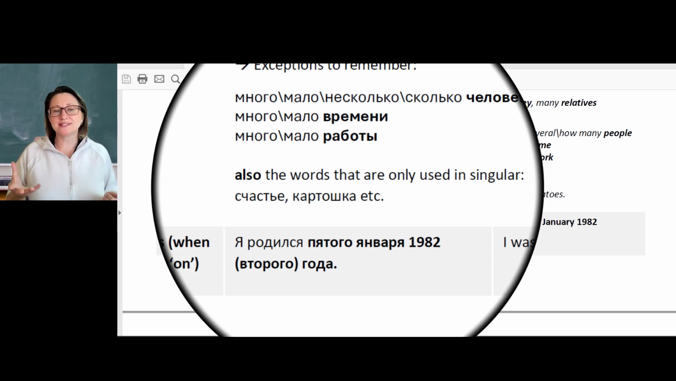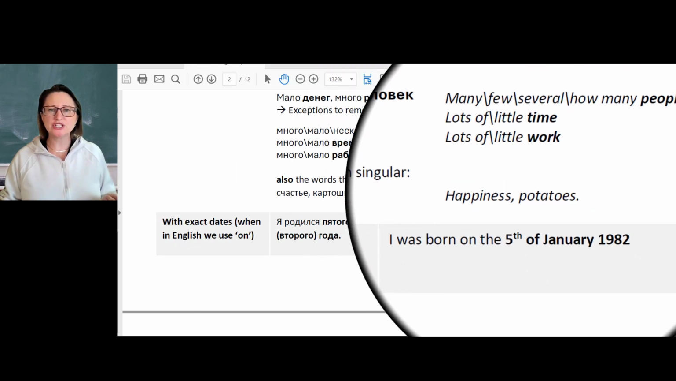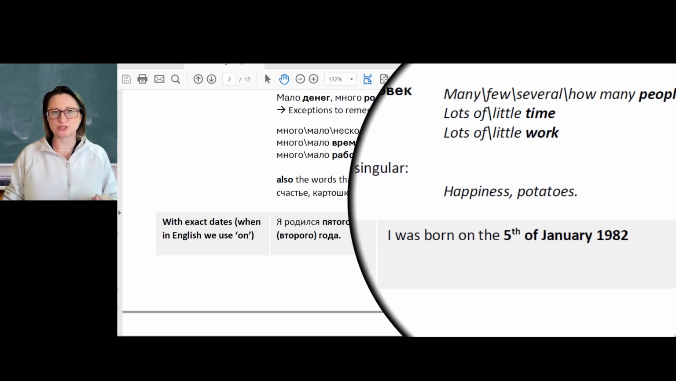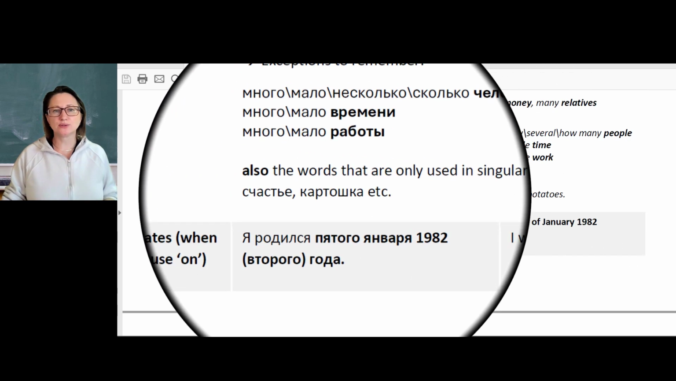Or words like картошка, which in English is plural, potatoes, while in Russian it's singular. So if you want to say, oh, I ate lots of potatoes, я съела много картошки. So that would be, again, genitive singular because that word is just used in singular.